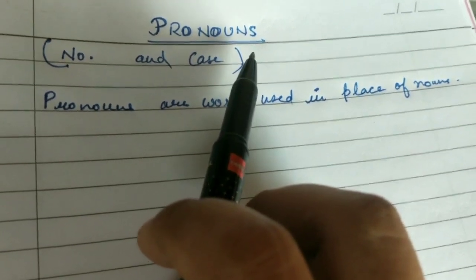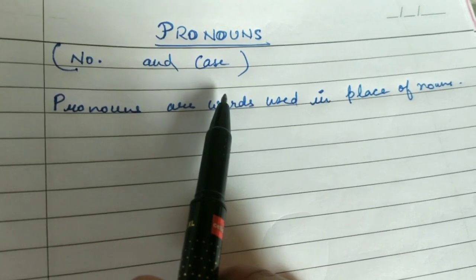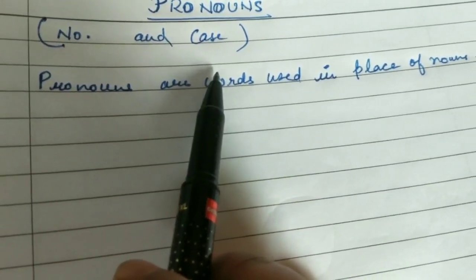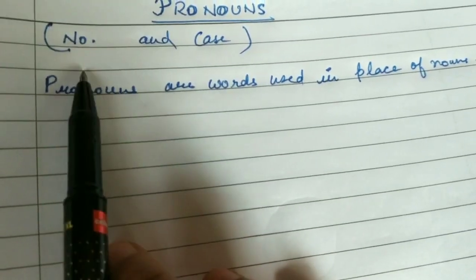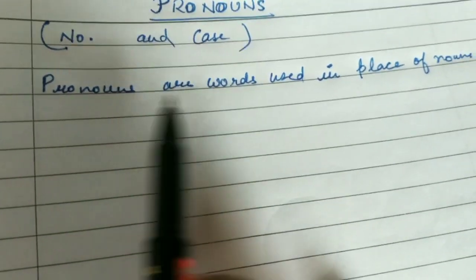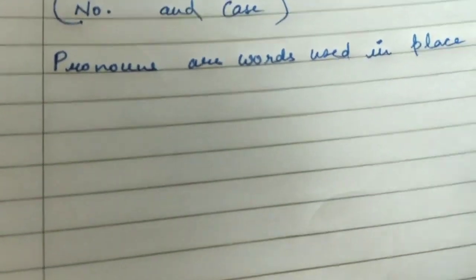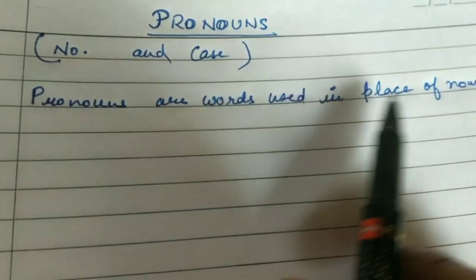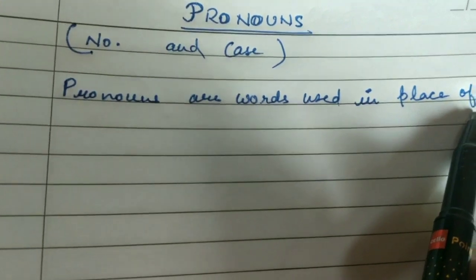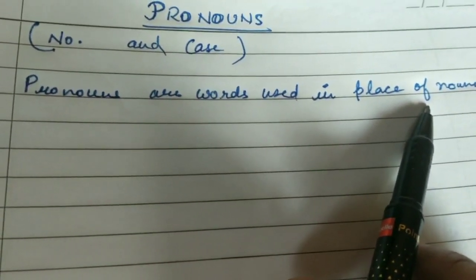So you all are familiar with pronouns and you have learned in your junior classes about the different kinds of pronoun and the definition of pronouns. So in this class we'll see the number and the case of the pronouns. But before that we need to revise the definition of pronouns. So pronouns, you can say, are the nouns in disguise. That means they are used in the place of nouns. So the words which are used in the place of nouns are called pronouns.